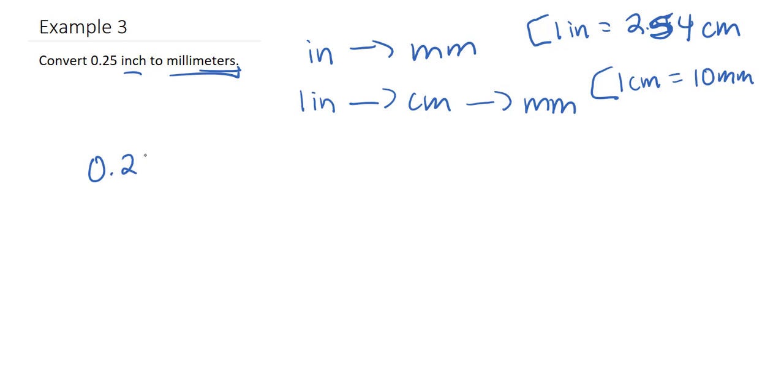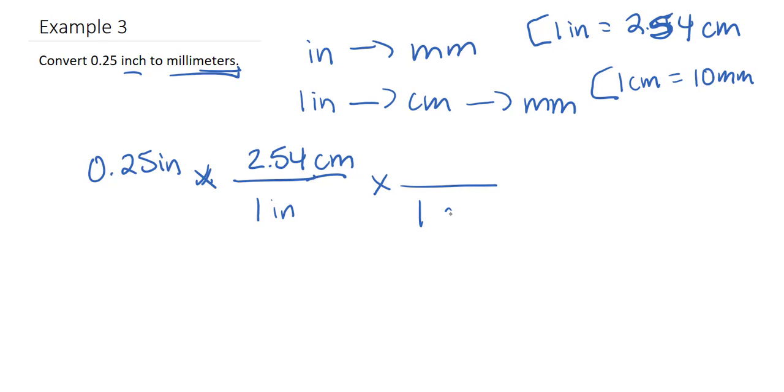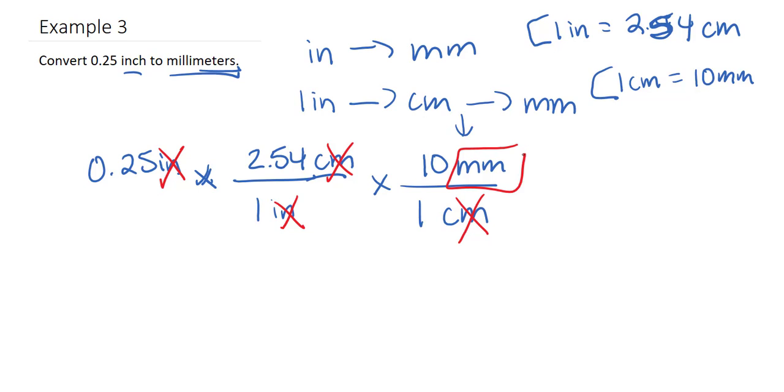So 0.25 inches, right? So let's put the inches on the bottom, put 2.54 centimeters on the top. Then what's next, right? We need to get rid of centimeters. So we're going to go 1 centimeter is equal to 10 millimeters on the top, right? So this is just our conversions that we're using. So now let's cancel out. We can get rid of inches, and we can get rid of centimeters. And we're left with millimeters, which is exactly what we want.